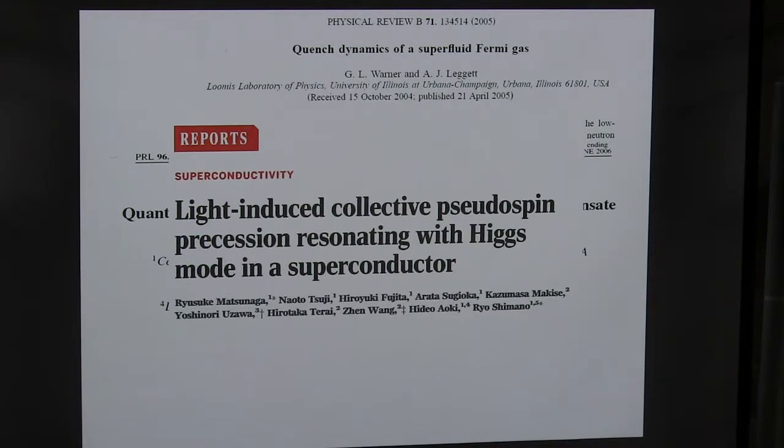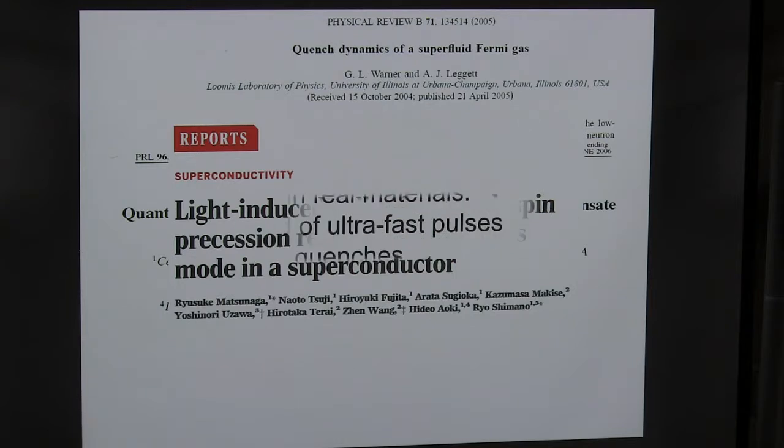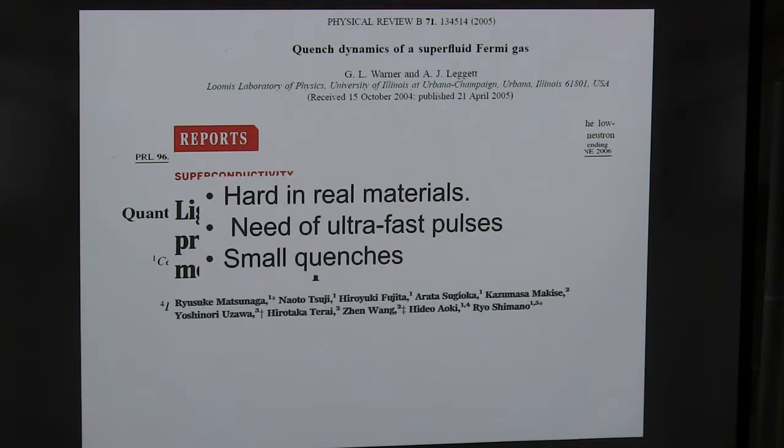And there were not too many experiments to test that. In 2015, there was an experiment in Japan where quenches were induced in superconductors, and they had seen small changes and oscillations of the order parameter at twice the gap frequency. However, the experiments are complicated because they need ultra-fast pulses to observe the dynamics, and in most cases the quenches were extremely small. On the other hand, here we have the possibility to quench our superconductor, or our Fermi gas, very strongly.